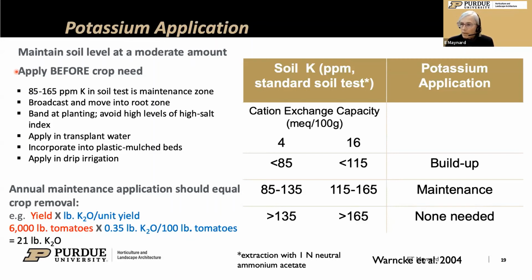Generally, it's recommended not to apply more than 300 pounds of potassium per acre at one time. So if your calculation is that you need more than that, you might want to apply some of that before planting and then apply the rest in drip irrigation or in a second application during the season.